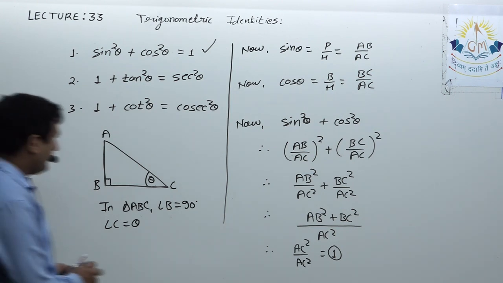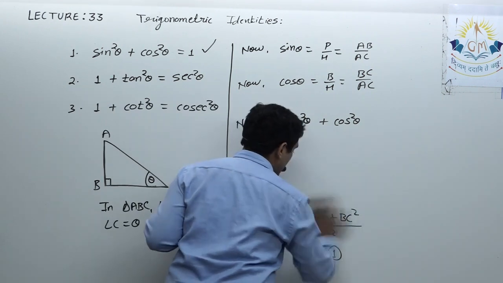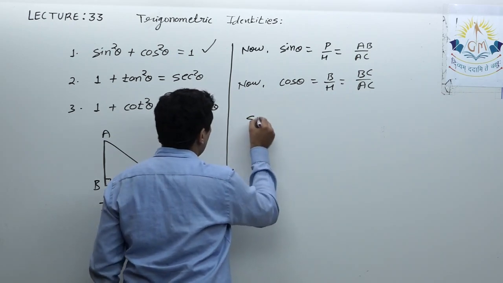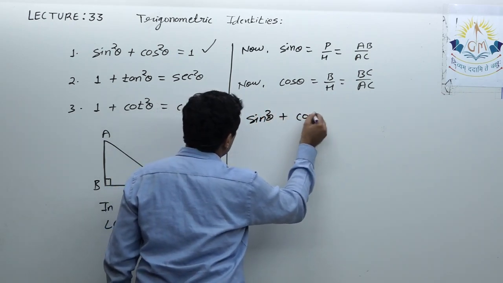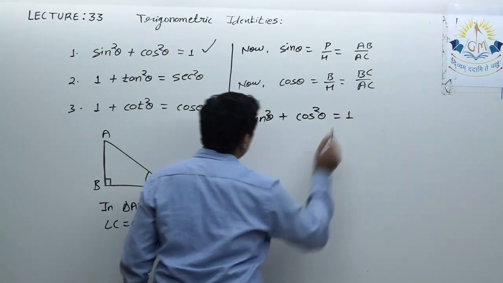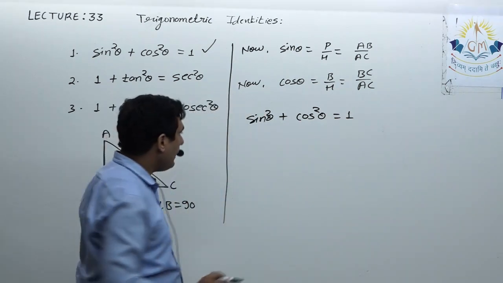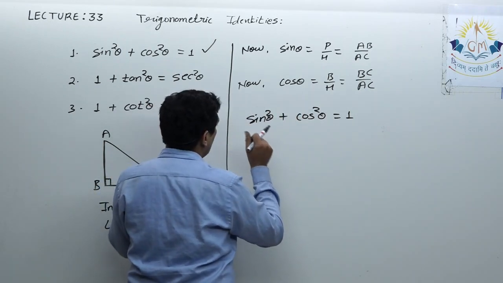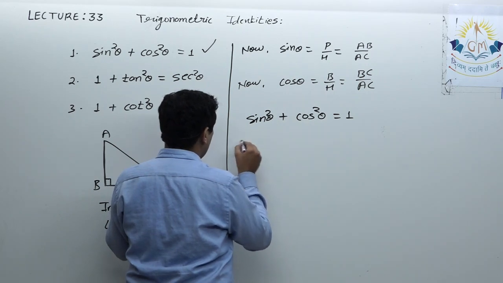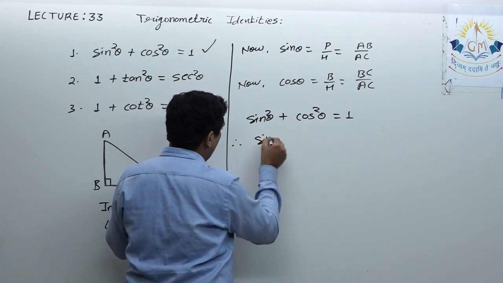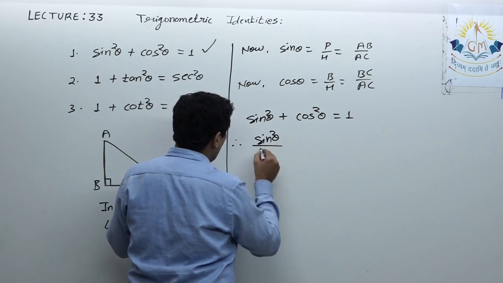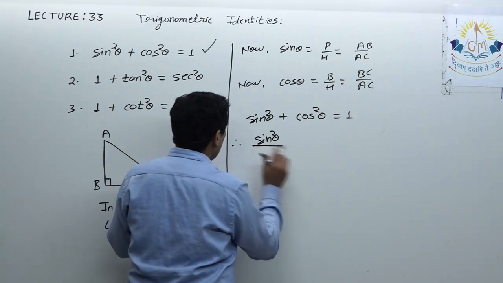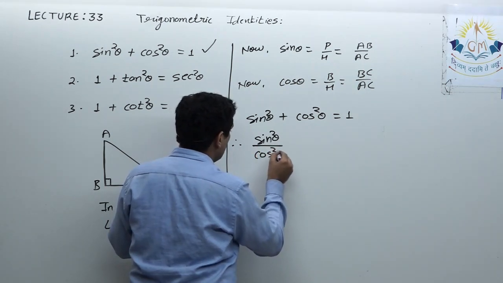Okay, now we have sin square theta plus cos square theta equal to 1. Now we'll see how to prove the remaining two. So sin square theta plus cos square theta is equal to 1. Now if I divide throughout this by cos square theta, what will I get? So the next step, I'm dividing this identity throughout by cos square theta.